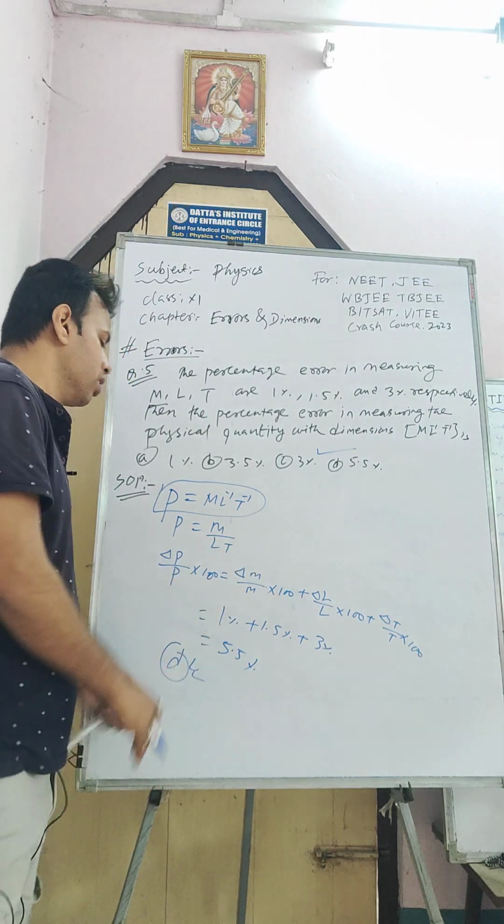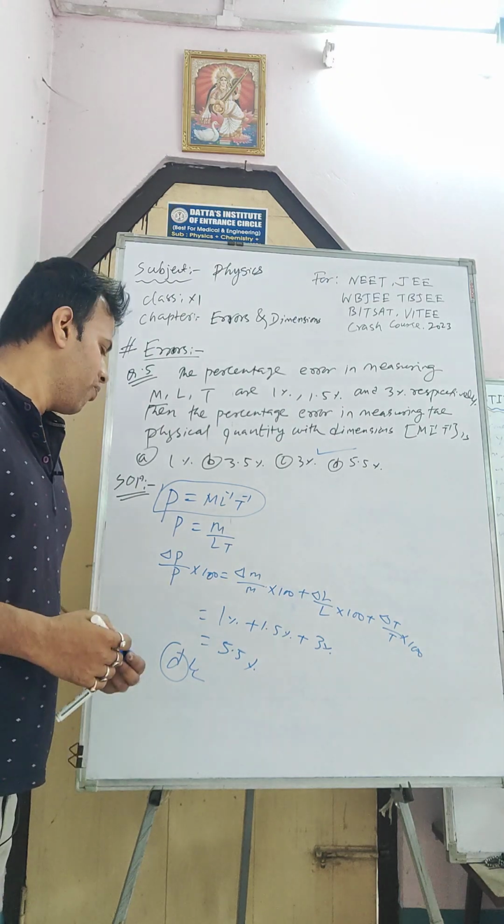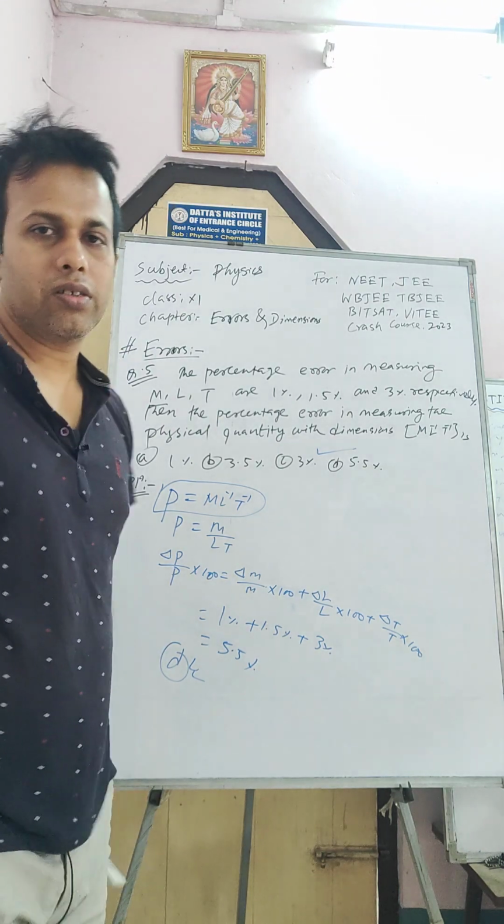Okay. So what will become? This will become 5.5%. So this option D is the correct answer. Okay. Got my point?